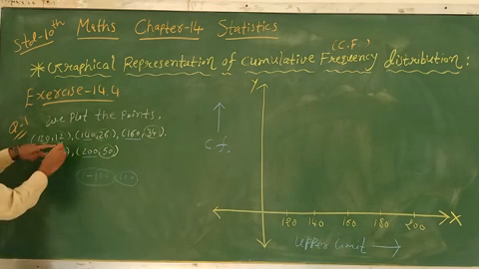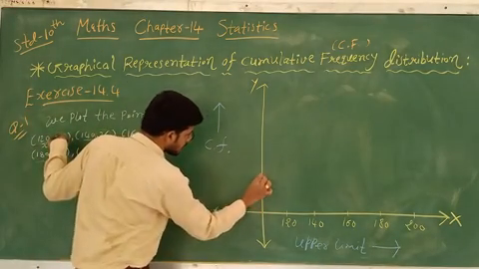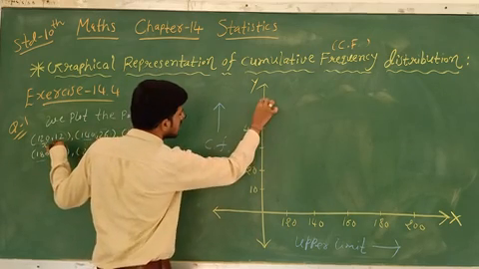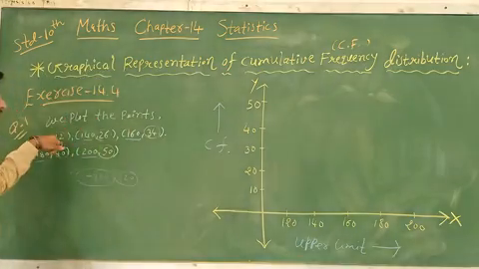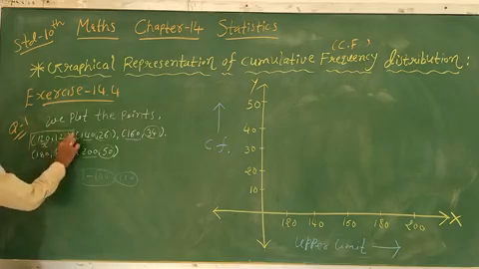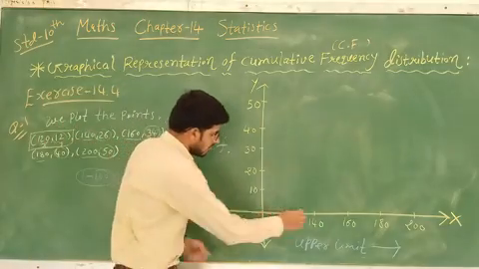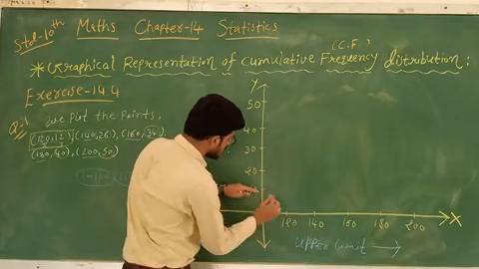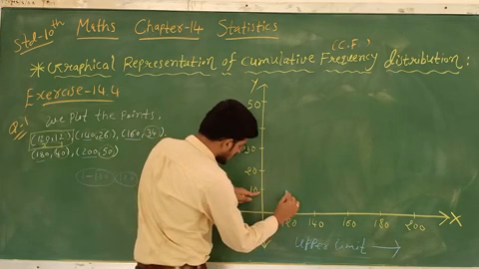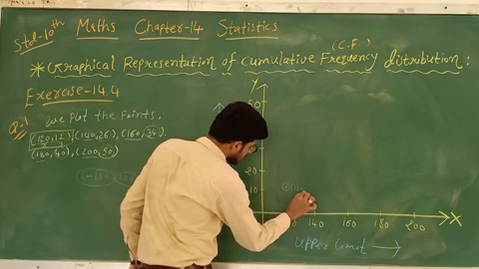On the y-axis we take a gap of 10, so 10, 20, 30, 40 and 50. Now we plot the points in the graph. First point is 120, 12. So x coordinate 120 and y coordinate 12. 12 is in between 10 and 20, so approximately 11 to 12. So we plot here 120, 12.